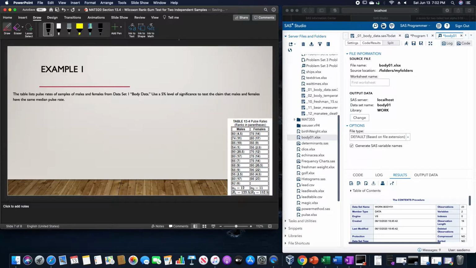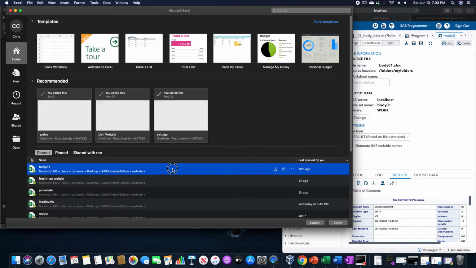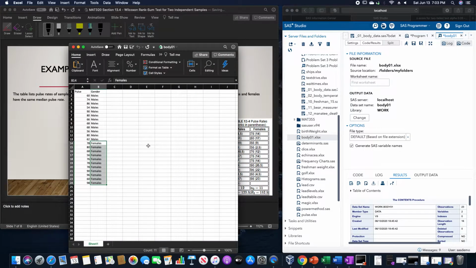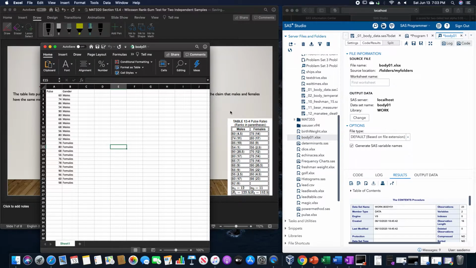So an example of this is this table down here, which lists pulse rates of samples of males and females from data set 1 body data. Use a 5% level of significance to test the claim that the males and females have the same median pulse rate. And the data for this had to be coded like this, with the males and females specified slightly differently than this table.